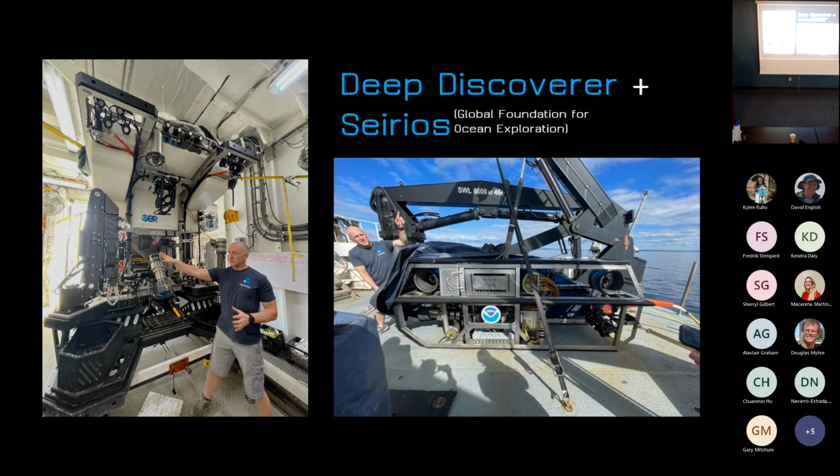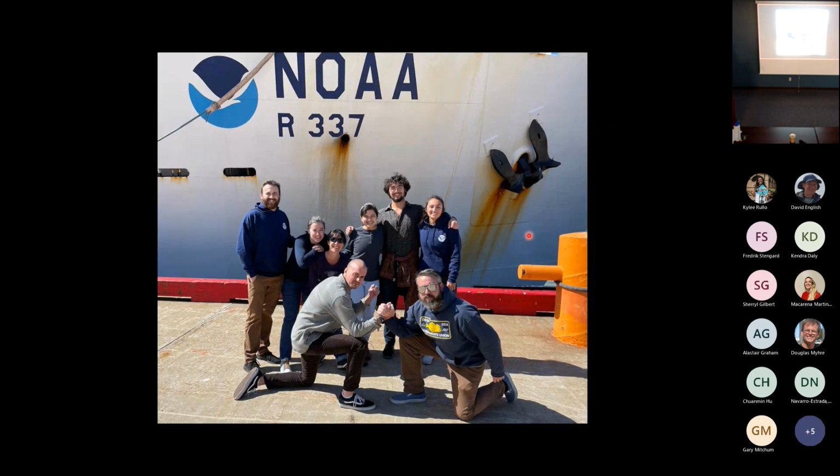The ROVs are piloted by and belong to the Global Foundation for Ocean Exploration, or GFOE. So they have their own independent team on board just for ROV ops. This is Chris right here. He's from GFOE, and he was super cool and just showed us everything, and he was super excited to show us. And that brought us to the end of the cruise.